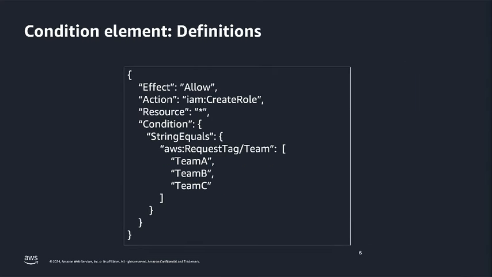I also want to quickly review definitions of the different elements that make up a condition. The operator defines the comparison that IAM should perform against the authorization context. The key defines which value in the authorization context IAM should look at for that comparison. And the values are what must match the value in the authorization context for a statement to match.